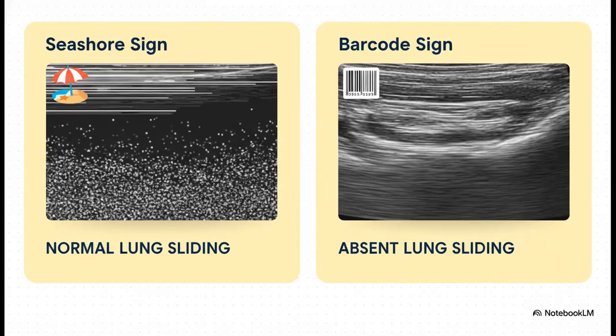To get even more precise, flip your ultrasound machine to M mode to capture motion over time. A normal, breathing lung is going to paint this beautiful seashore sign. The straight lines are the motionless chest wall, like the sky and ocean, and the sandy, granular area below is the moving lung. But if the lung is collapsed, there's zero motion. Your entire screen is going to flatline into harsh, stark horizontal stripes. That is the dreaded barcode sign.